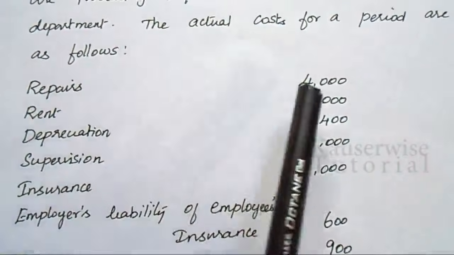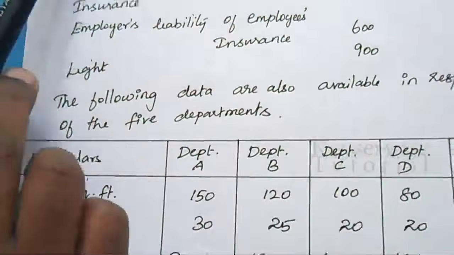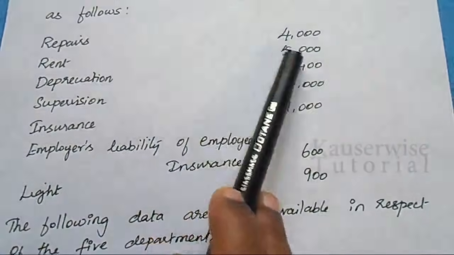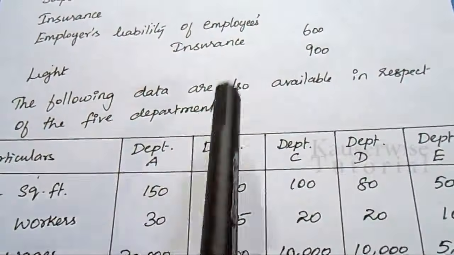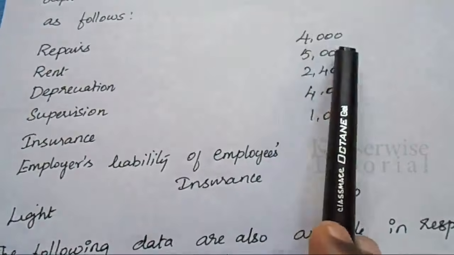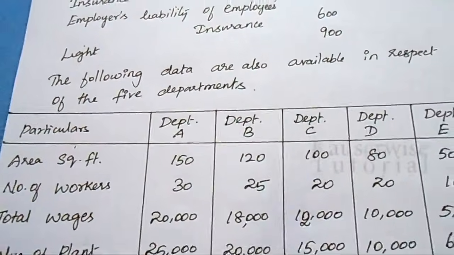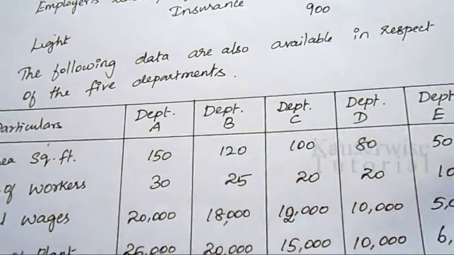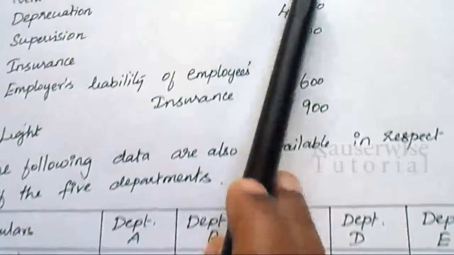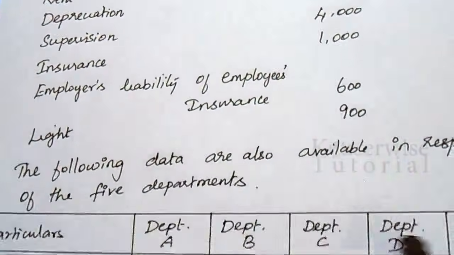See, so these are the expenses. We cannot directly enter the 4,000 repair cost to one particular department. For example, repairs 4,000: no, you cannot record the entire 4,000 to department A. In the same way, how much amount is paid as rent? 5,000. You cannot enter 5,000 in department C, because you paid rent for the whole factory. In that factory we have 5 departments, so you need to apportion each and every expense into 5 different departments.